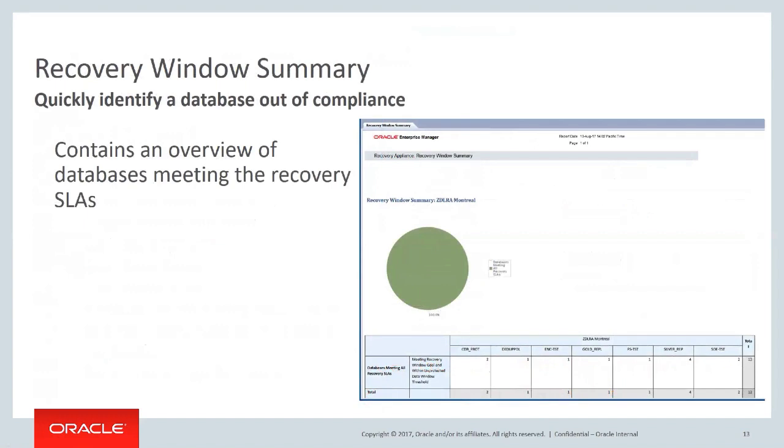Recovery window summary. So this is a quick way to identify any databases that are falling out of compliance with their recovery window goals. In this particular view, all the databases are matching. I have a live version that has some databases that are falling outside, and we can look at that.